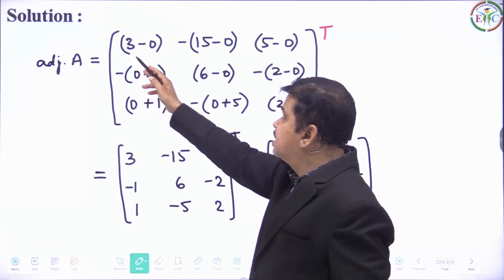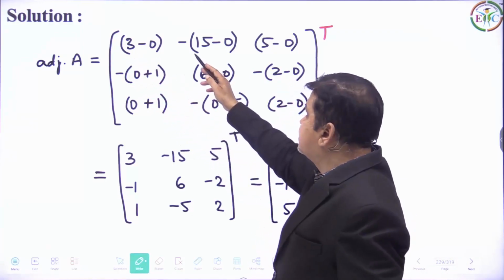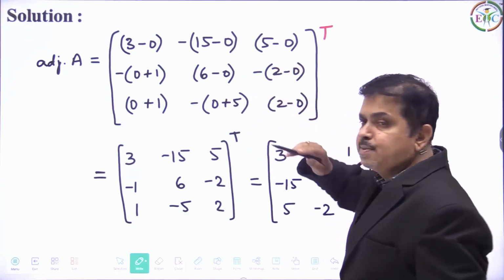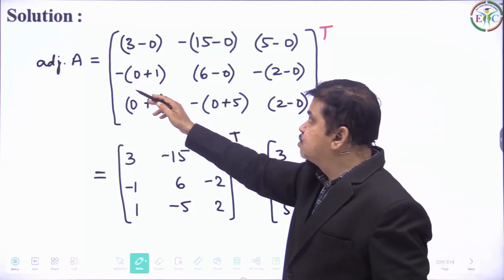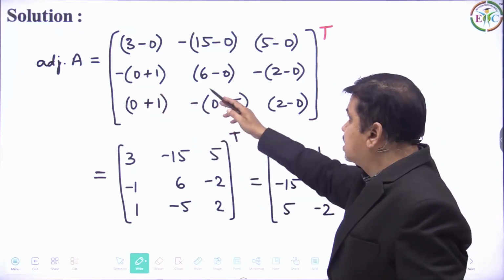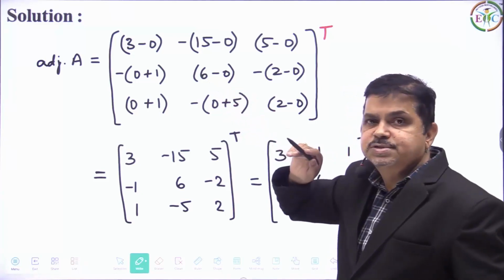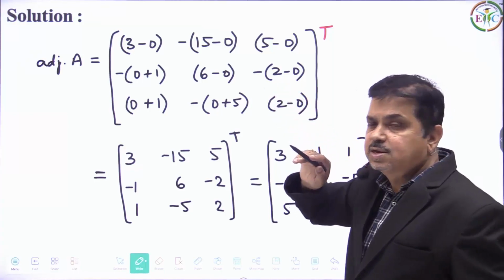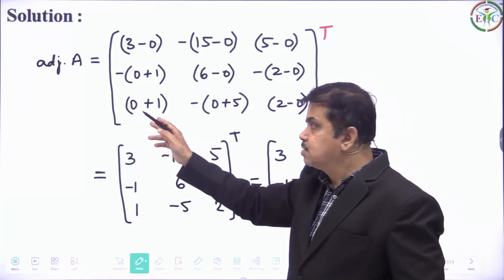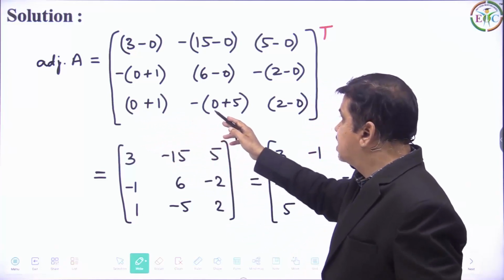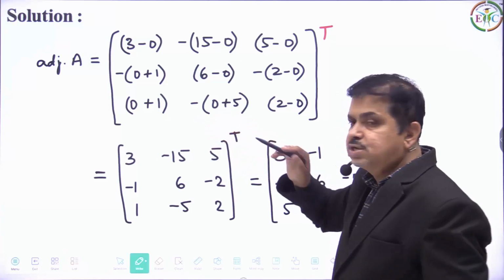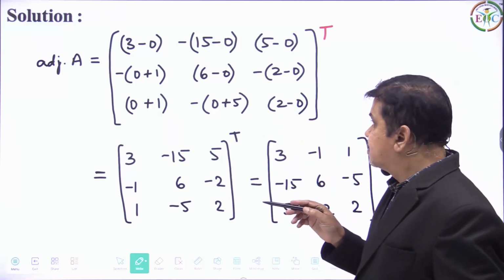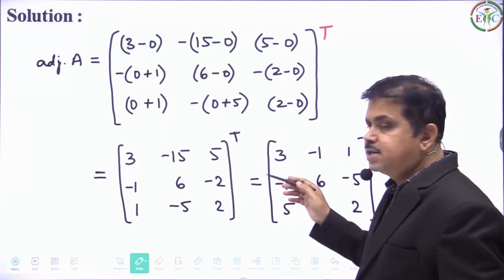Cofactor of A11 equals 3 minus 0, cofactor of A12 equals minus of 15 minus 0, cofactor of A13 equals 5 minus 0, and cofactor of A21 equals minus of 0 plus 1, and cofactor of A22 equals 6 minus 0, and cofactor of A23 equals minus of 2 minus 0, and cofactor of A31 equals 0 plus 1, and cofactor of A32 equals minus of 0 plus 5, and cofactor of A33 equals 2 minus 0. So therefore the transpose of this will be the adjoint matrix.